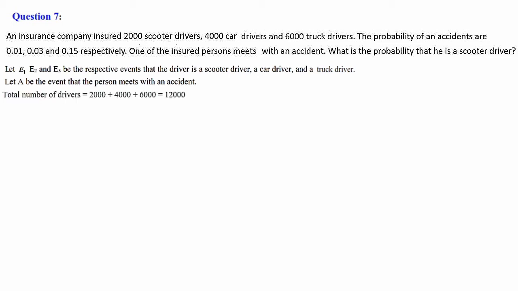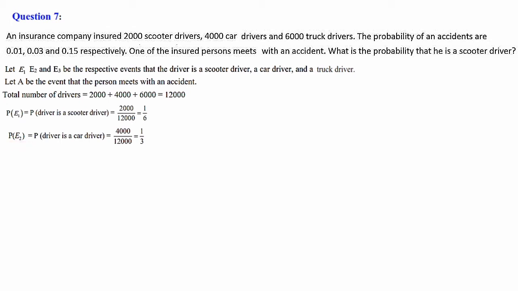Let's write the total number of drivers, because for writing the probability we need the totals 2000, 4000 and 6000. When we add, we get 12,000. So P of E1, the probability of choosing a scooter driver: we have 2000 scooter drivers out of 12,000. So 2000 by 12,000 is equal to 1 by 6.